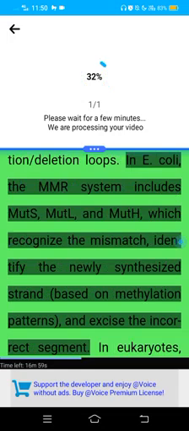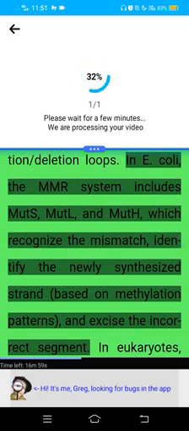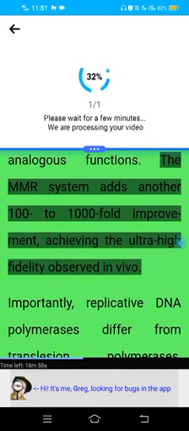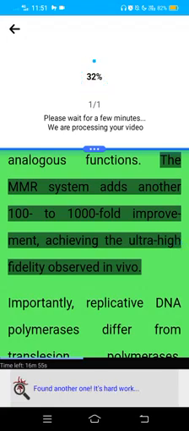In E. coli, the MMR system includes MutS, MutL, and MutH, which recognize the mismatch, identify the newly synthesized strand based on methylation patterns, and excise the incorrect segment. In eukaryotes, MSH2, MSH6 (MutS homologs), and MLH1, PMS2 (MutL homologs) perform analogous functions. The MMR system adds another 100 to 1,000-fold improvement, achieving the ultra-high fidelity observed in vivo.